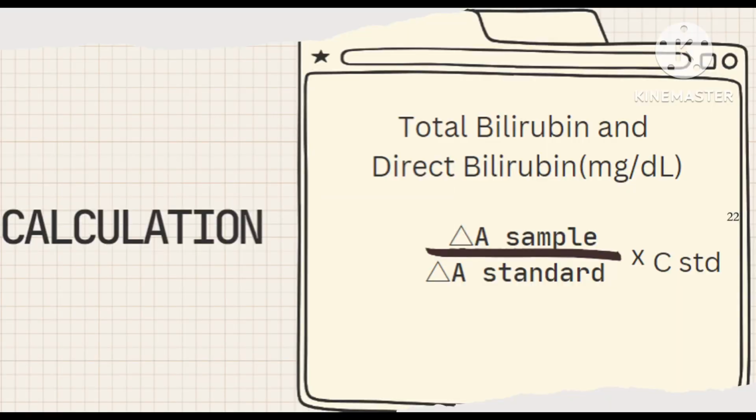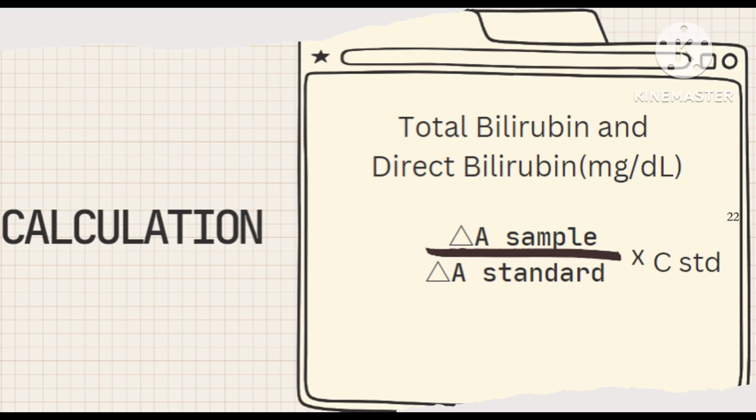You're already very proficient with this. You already know how to calculate the absorbance of total bilirubin and direct bilirubin, same as how you detect the other analytes, right? It is just the change in absorbance of the sample over the change in absorbance of the standard, multiplied by the concentration of the standard.